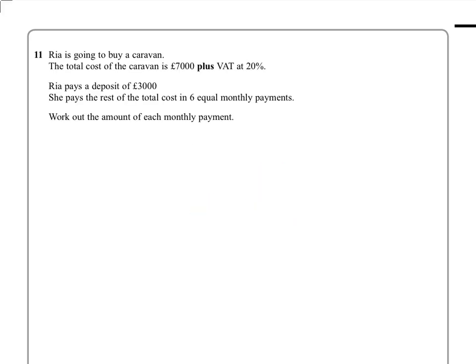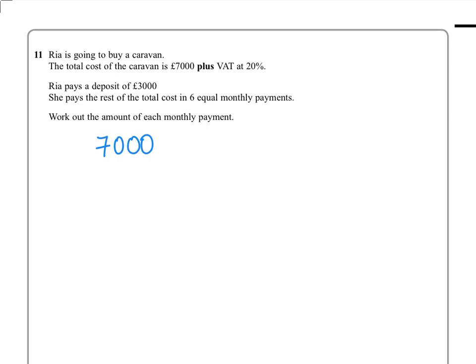Okay, next one. Ria is going to buy a caravan. The total cost of the caravan is £7,000 plus VAT at 20%. Ria pays a deposit of £3,000. She pays the rest of the total cost in 6 equal monthly payments. Work out the amount of each monthly payment. Well, first of all, let's work out 7,000 with VAT added on at 20%.